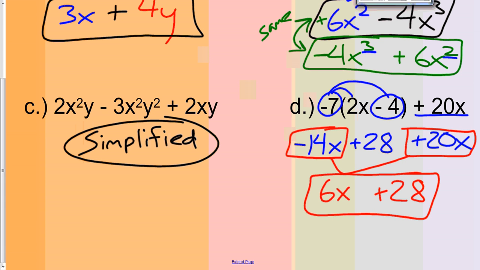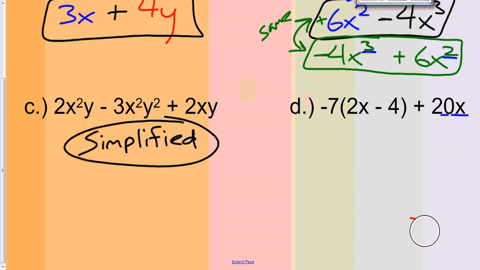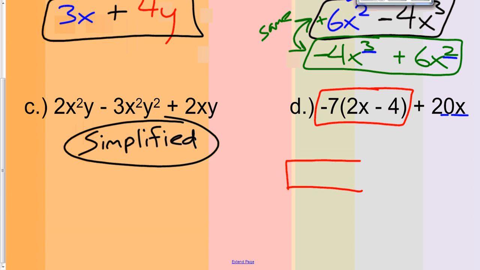If you do this the box method way, where we take the distribution part and we turn that into the box method, where we put negative 7, 2x, and minus 4, or negative 4. So negative 7 times 2x is going to be negative 14x. And then negative 7 times negative 4 is going to be positive 28. And then we can take this and just write it underneath the box that it can be combined with.